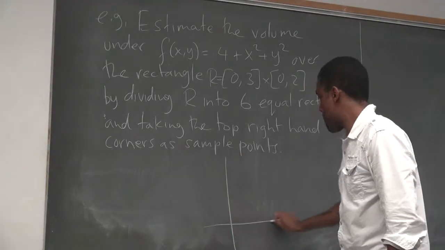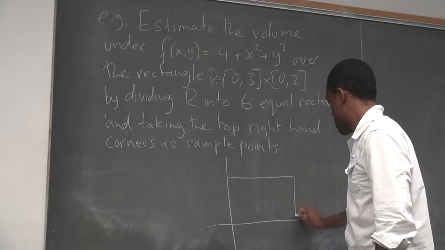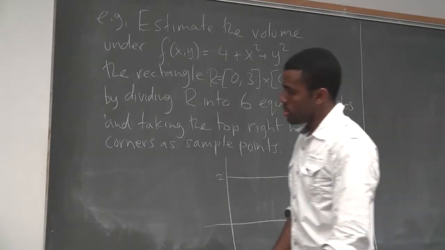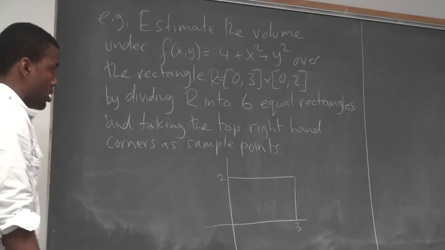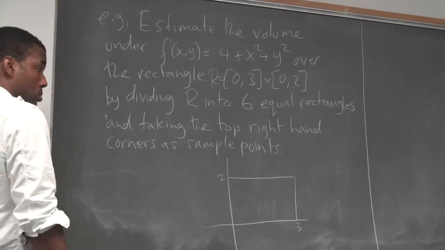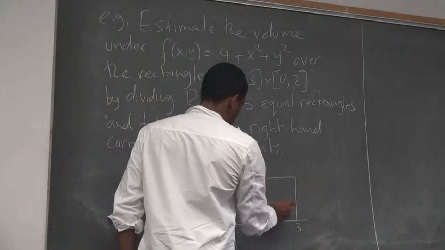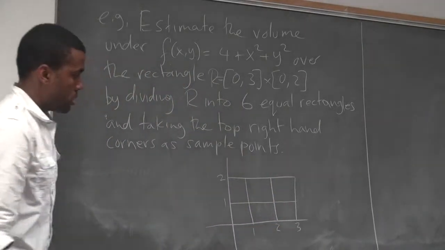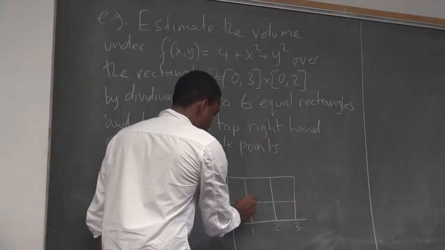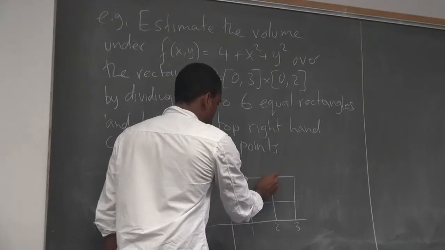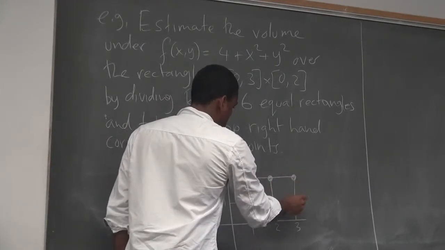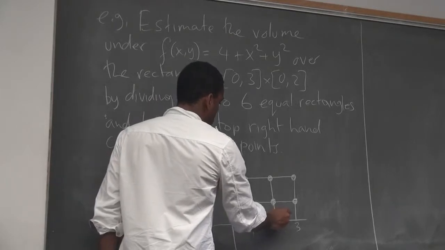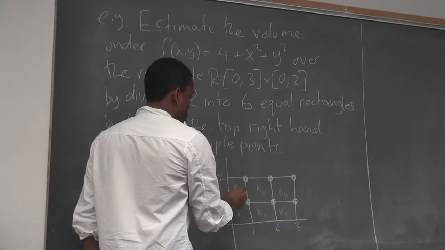So in this case, our rectangle looks like 0 to 3, 0 to 2. Now I want to divide it into 6 equal rectangles. How can I do that? One way is to split this into 2 and this into 3. So there are 6 equal rectangles, and I want to take the right-hand corner as the endpoint. So I'm going to take this, this, this, this. This is rectangle 1, rectangle 2, rectangle 3. It doesn't matter how you number them. We're going to add them all together.